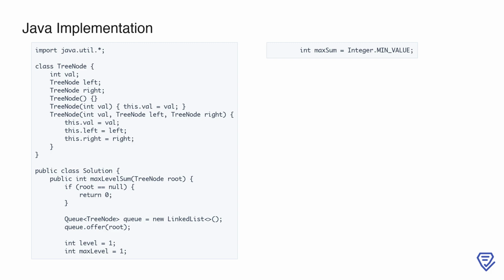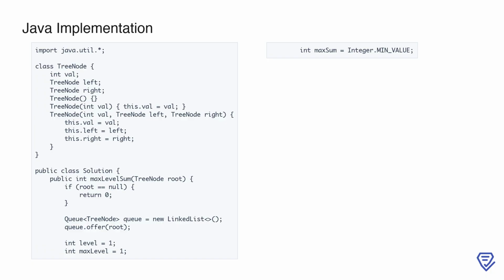Here, we begin by importing the necessary Java utilities and defining the TreeNode class, which represents the structure of each node in the binary tree. The TreeNode class includes fields for the node's value, as well as references to its left and right child nodes. We also define a constructor for the TreeNode class to initialize these fields.